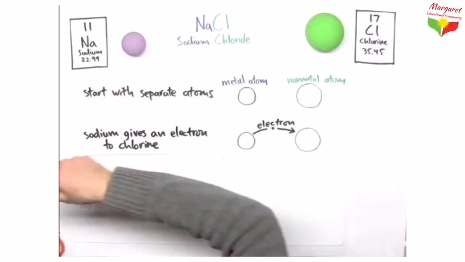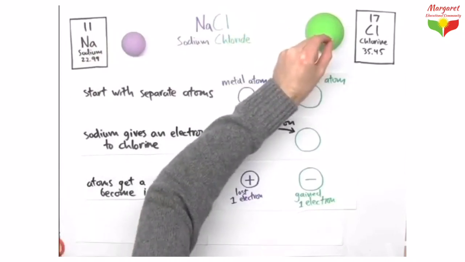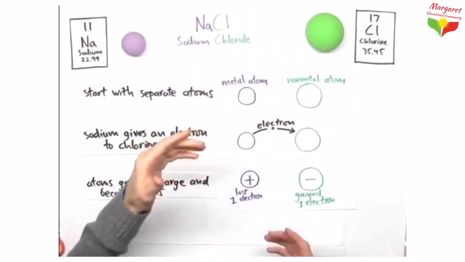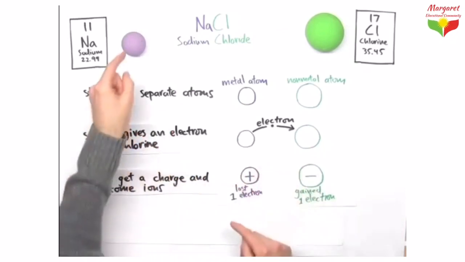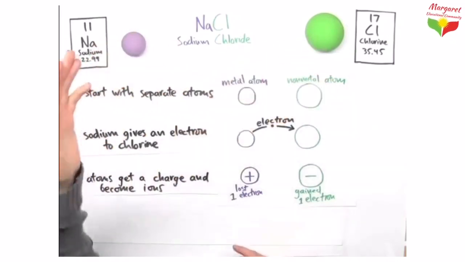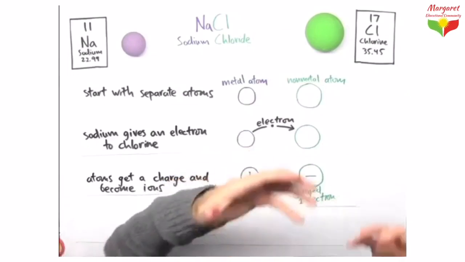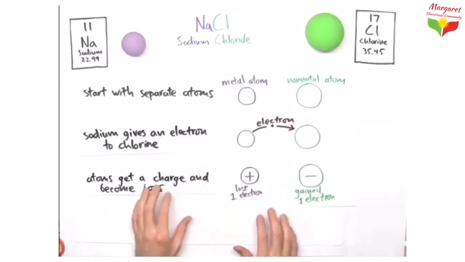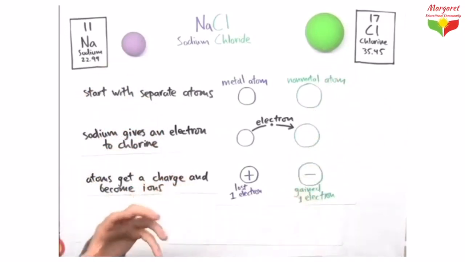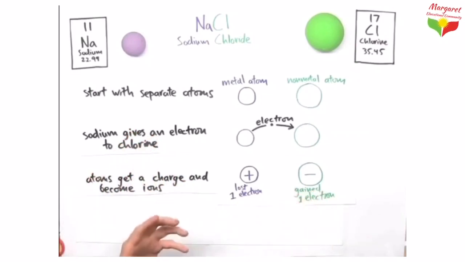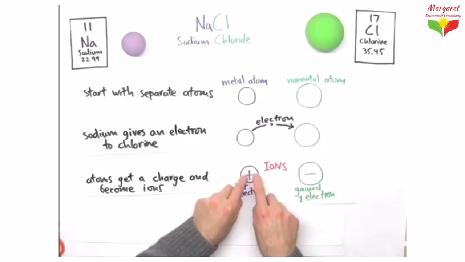Okay, what happens in the next step? Sodium gives away one of its electrons to the chlorine, so it loses one electron. It has one fewer electron, and that's going to give it a positive charge because it's lost an electron. But chlorine gained one of the electrons from sodium, so it's going to become negative. It's going to get a negative charge because of that extra electron. So now these two atoms take on electrical charges. And what do we call atoms that have charge? We call them ions. Sodium becomes positive, chlorine becomes negative.